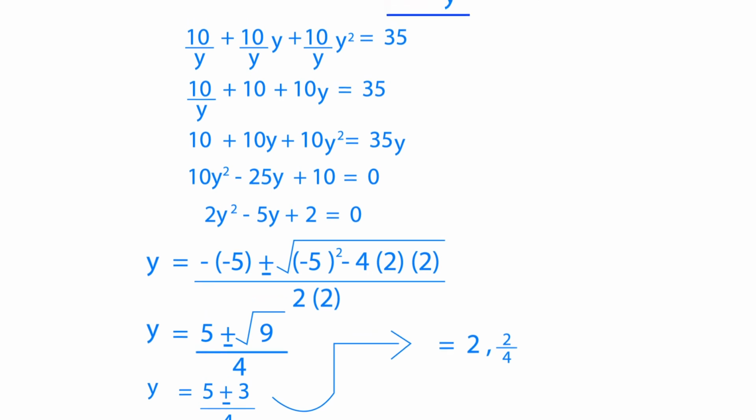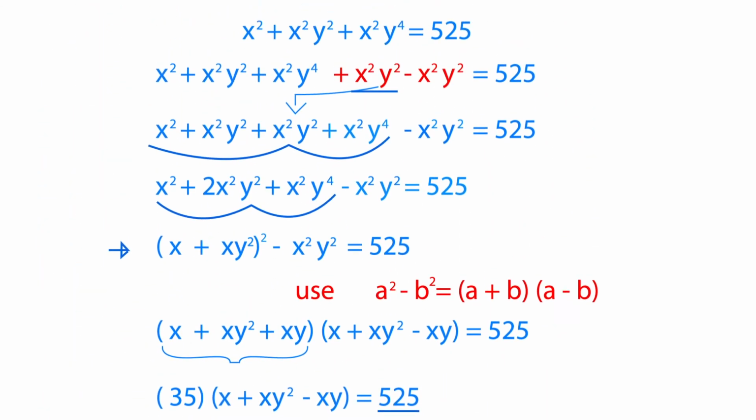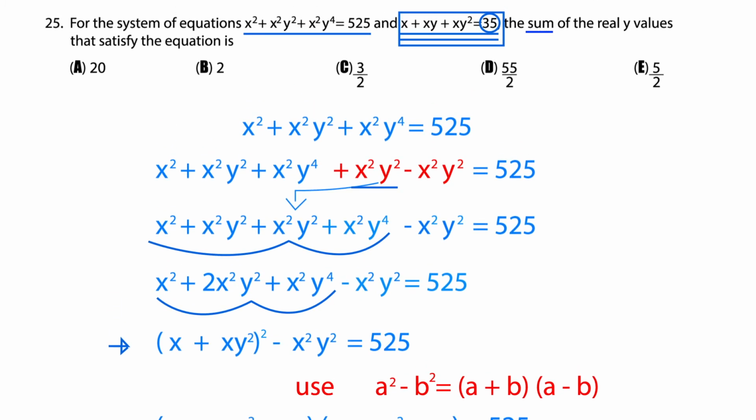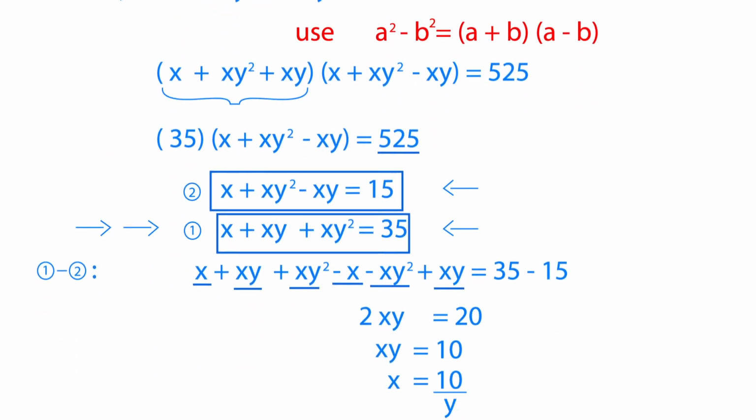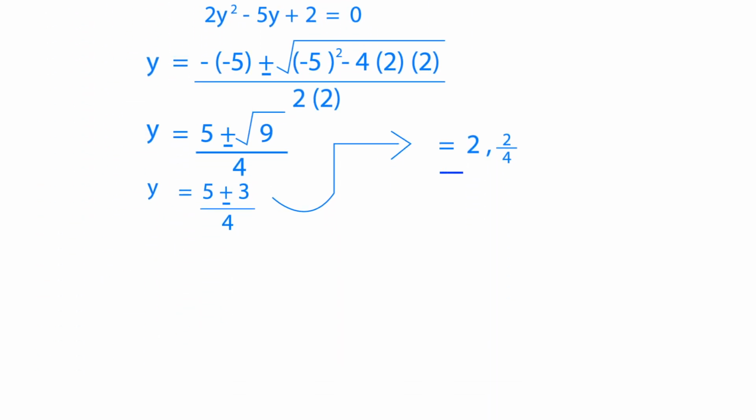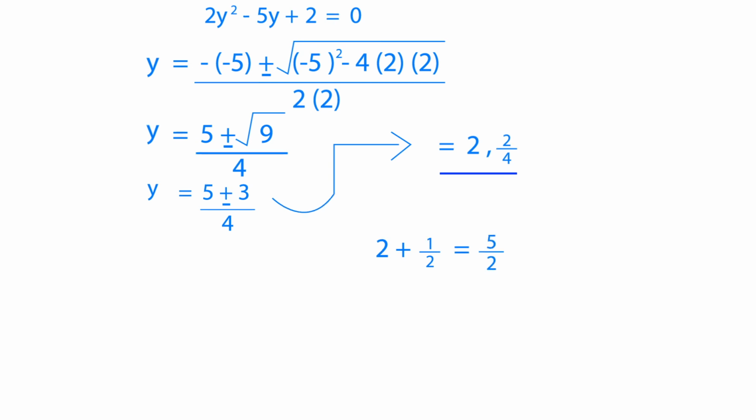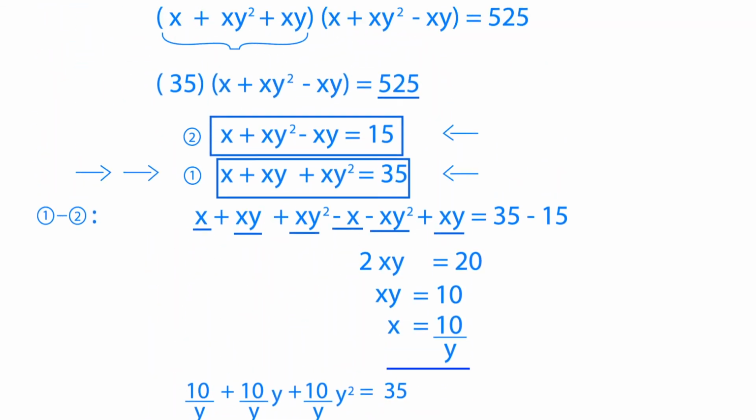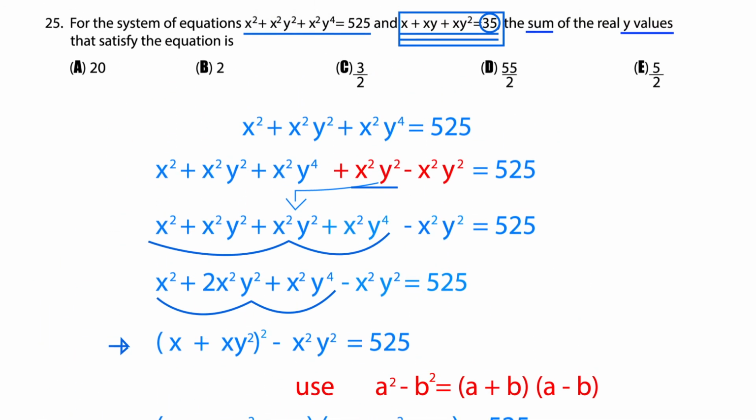And what did they want in the question? The question's so long, sometimes I forget what they want. The sum of the values of y. All right. So our values of y are 2 and a half. So the sum will be 2 plus a half, which is 5 over 2. And therefore the answer to 25 is E, 5 over 2.